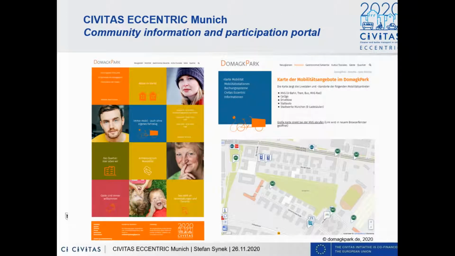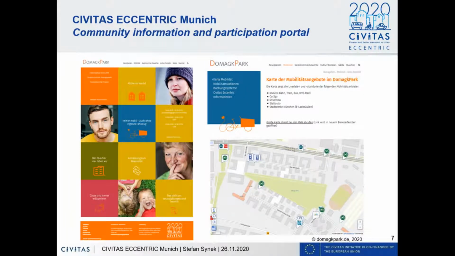So I will now tell you a little bit more about the measures and the goals of the measures, but only certain measures, not all of the 12 measures. So first is the community information portal for the Domagpark. So this model quarter I told you in the north of our living lab. And it's an online portal.